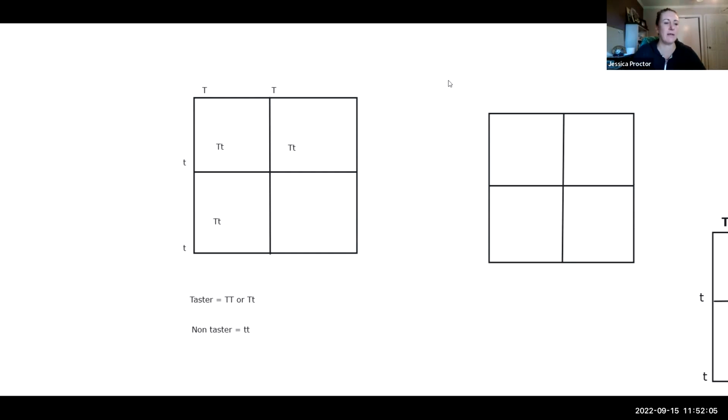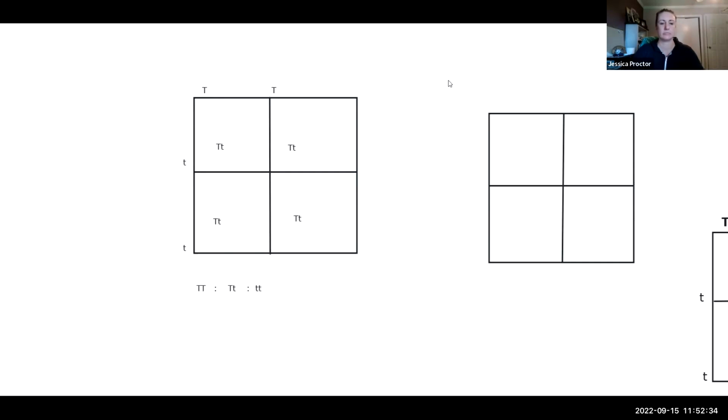All right, so this particular cross results in 100% of their children being heterozygous for PTC tasting. But we still want to set up our genotypic ratio in the same way. We still want to set it up as homozygous dominant versus heterozygous versus homozygous recessive. Okay. All right. So out of those 4 little boxes, you guys tell me, how many homozygous dominants do we have?